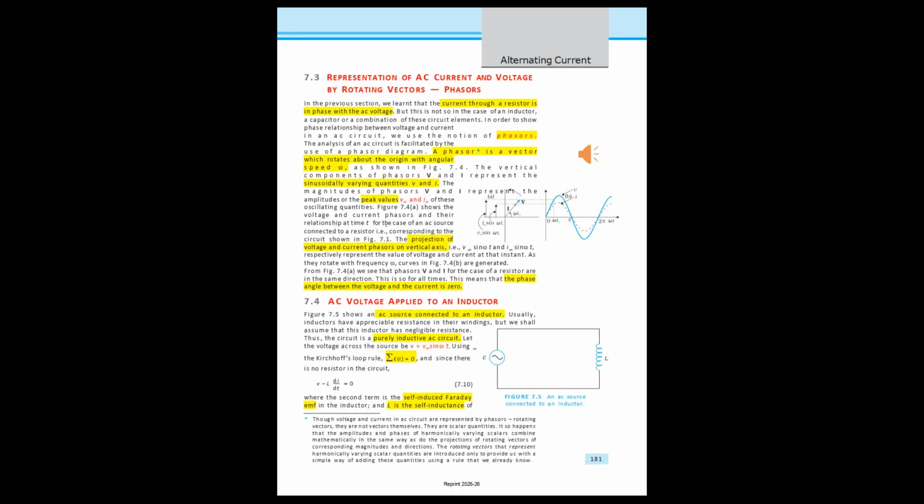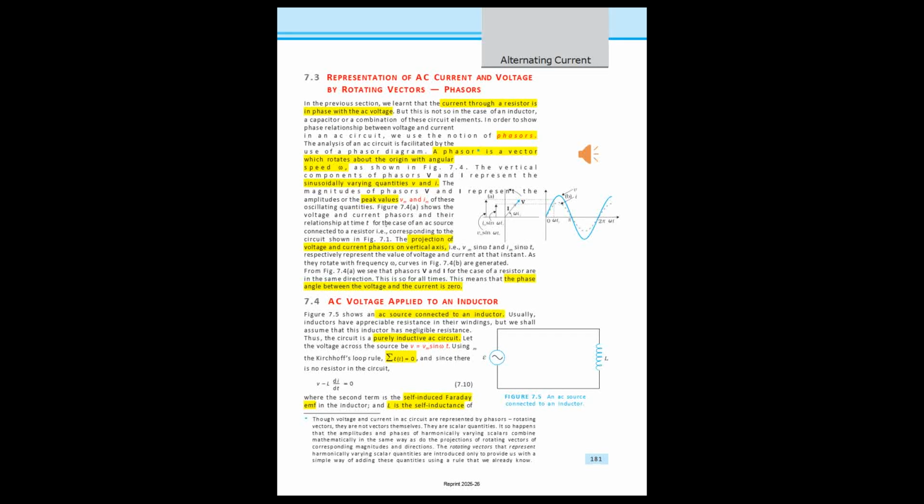A phasor is a vector which rotates about the origin with angular speed omega as shown in figure 7.4. The vertical components of phasors V and I represent the sinusoidally varying quantities V and I. The magnitudes of phasors V and I represent the amplitudes or the peak values Vm and Im of these oscillating quantities. Figure 7.4 shows the voltage and current phasors and their relationship at time t for the case of an AC source connected to a resistor, corresponding to the circuit shown in figure 7.1.